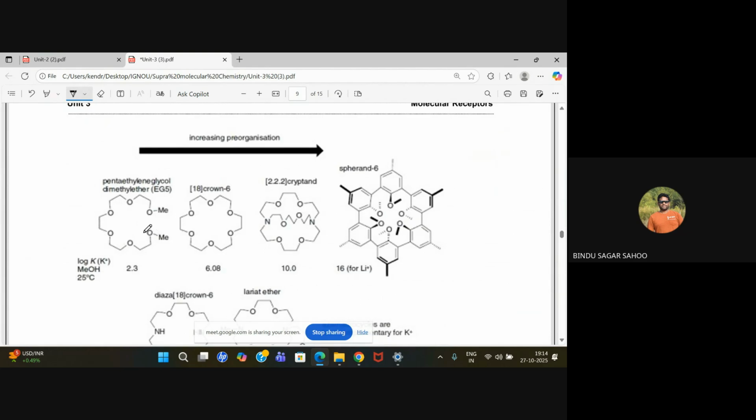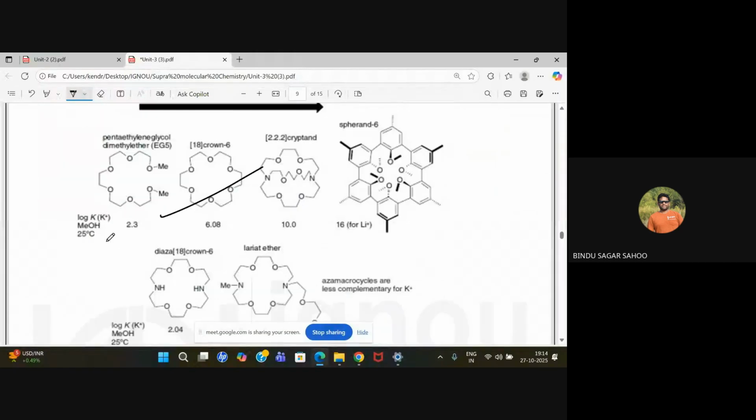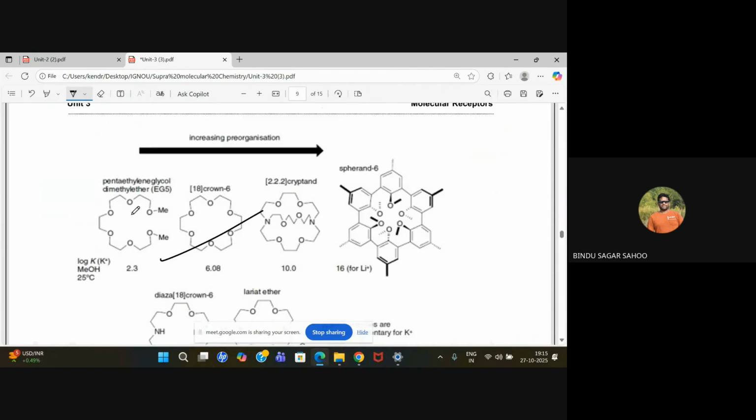You can see here, these are the podand structure, these are the crown ether complex structure, these are the cryptand structure, this is the pyramid structure. So from left to right, they will be more pre-organized. That means rigidity will increase when you go from left to right.